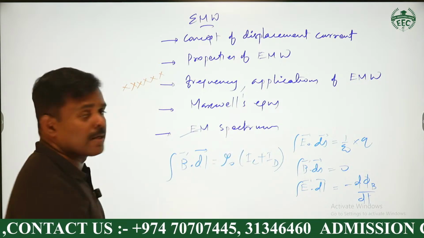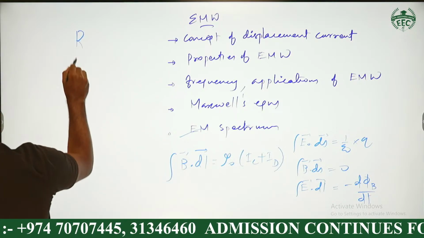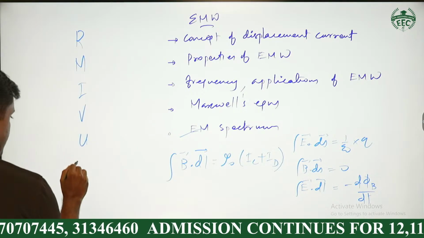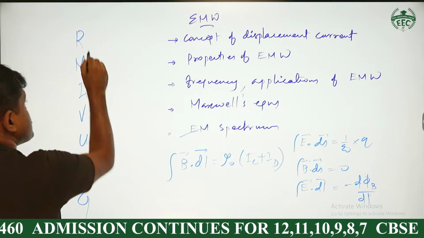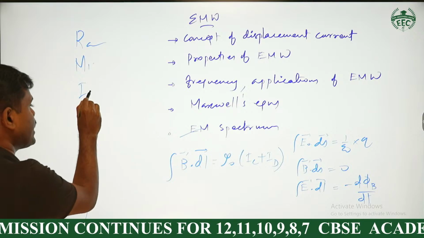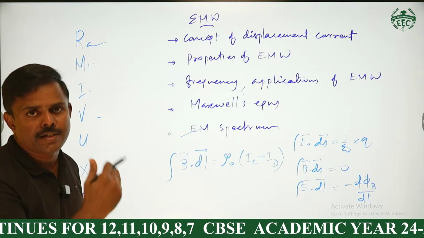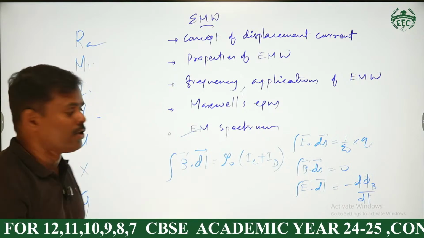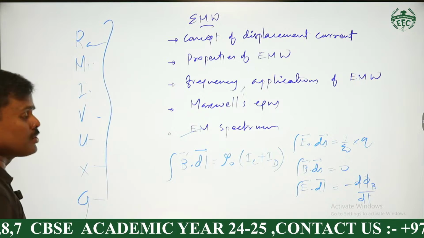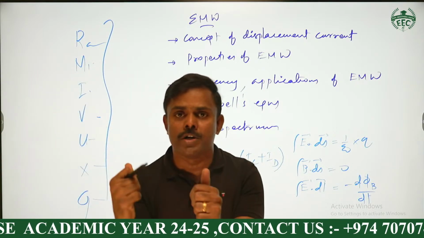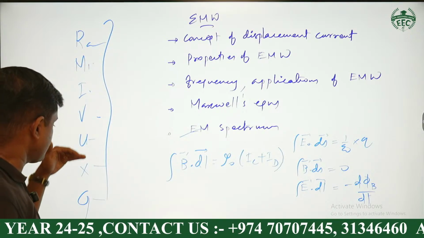Then the electromagnetic spectrum. You can memorize the electromagnetic spectrum this way: Raging Martians invaded Venus using X-ray guns. This is radio wave, microwave, infrared, visible. Visible is violet, indigo, blue, green, yellow, orange, red, VIBGYOR. Then ultraviolet, X-rays, gamma rays. Now all of them belong to the electromagnetic spectrum. So all of them constitute the electromagnetic spectrum. Raging Martians invaded Venus using X-ray guns.